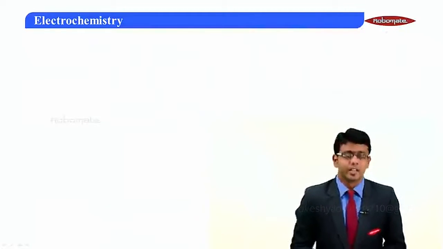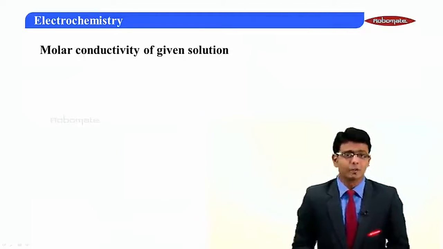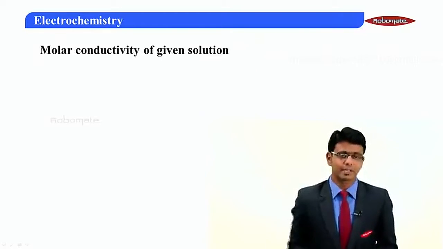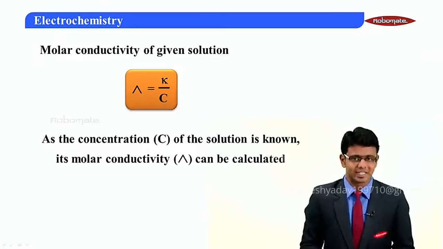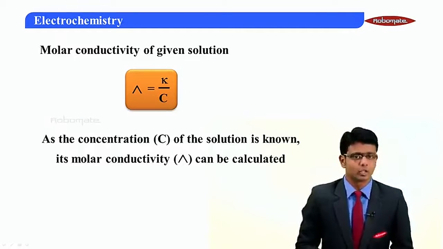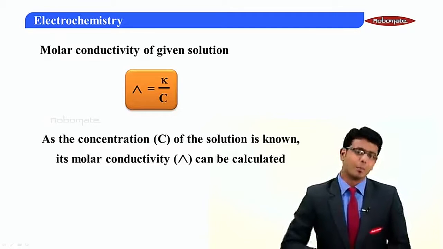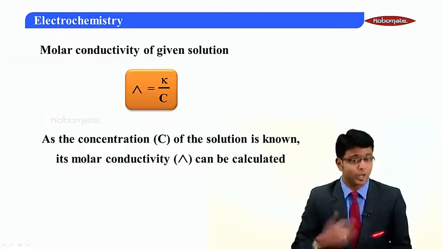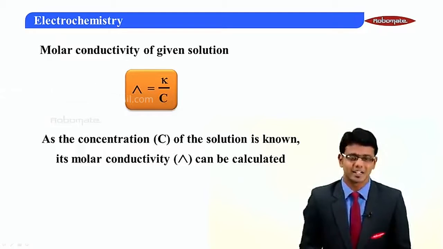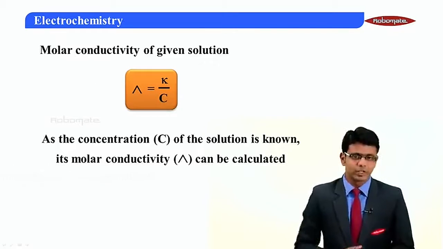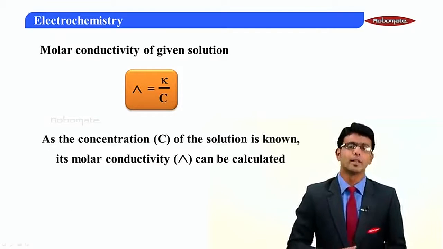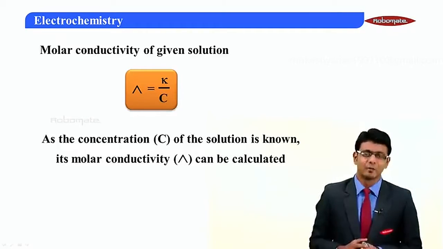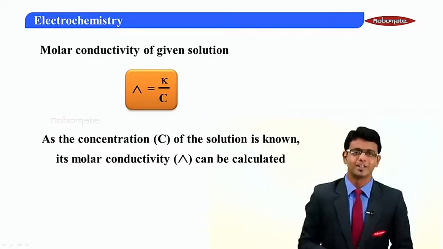Now, molar conductivity of a given solution, students, has the mathematical expression lambda is equal to K upon C. If we know the concentration of the given solution, then we can also determine the molar conductivity of a given solution, because we already determined its conductivity. So through this equation, we determine its molar conductivity as well. I hope students, you got a clear idea with respect to this particular module. Thank you all.